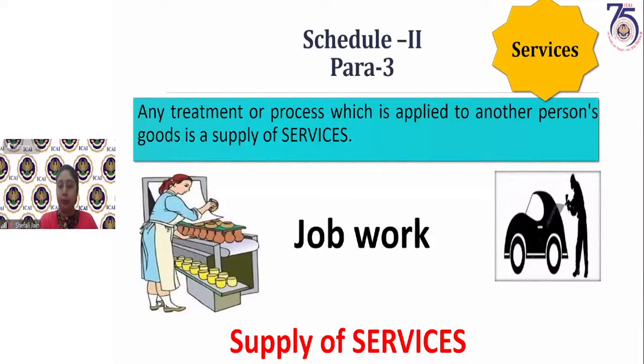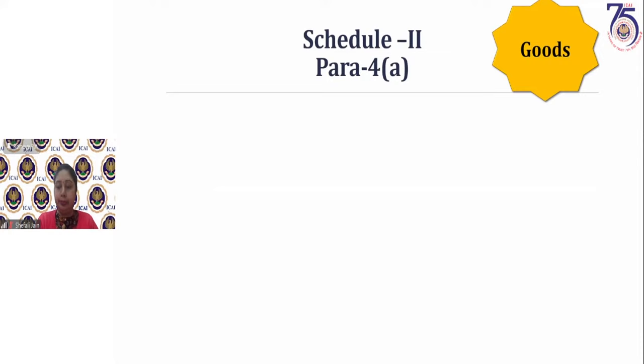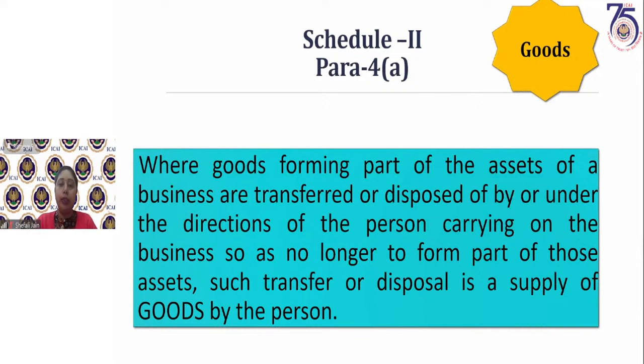After this, para 4, then I will see the queries. So para 4A says, where goods forming part of the assets of a business are transferred or disposed of by or under the directions of the person carrying on the business, so as no longer to form part of those assets, such transfer or disposal is a supply of goods by the person.